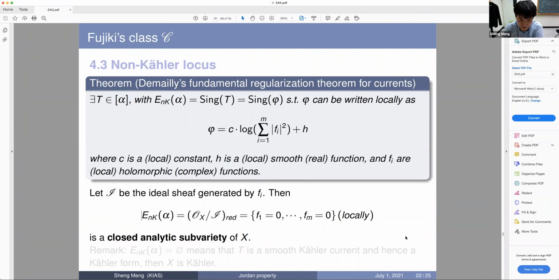But anyway, for us, this non-Kähler locus is good enough. First, I have to give a remark: if the non-Kähler locus is empty, this means that the Kähler current is already smooth, so it is a Kähler form, and hence X is already a Kähler manifold, and everything is done then.